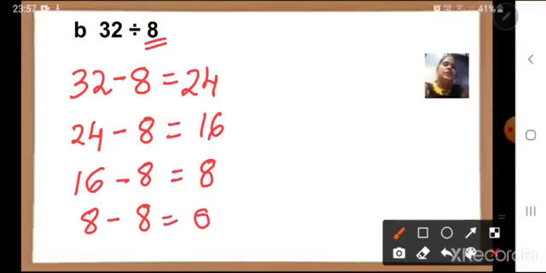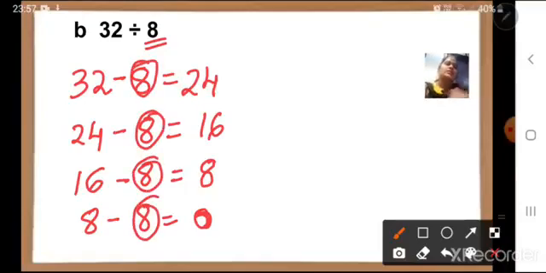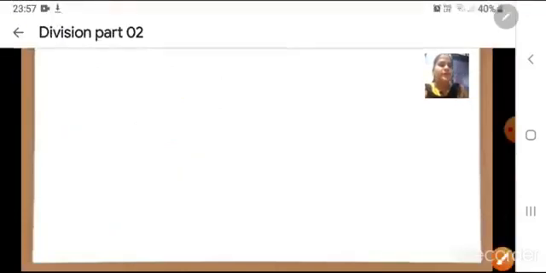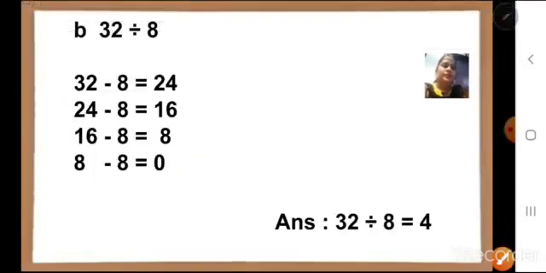Okay, children, till we get 0 we have to keep on subtracting. That is what is known as repeated subtraction. So we got here 0. See how many times 8 is repeated. 1, 2, 3, 4. So our answer is 4. 32 divided by 8 is equal to 4. Now note it down properly.